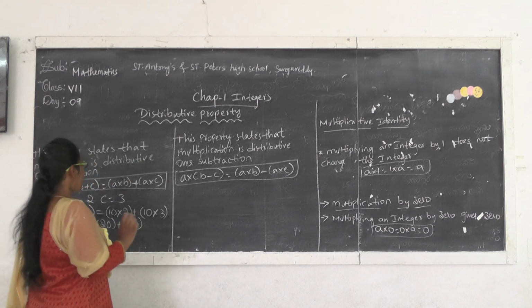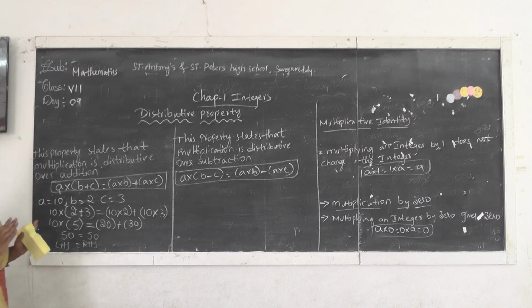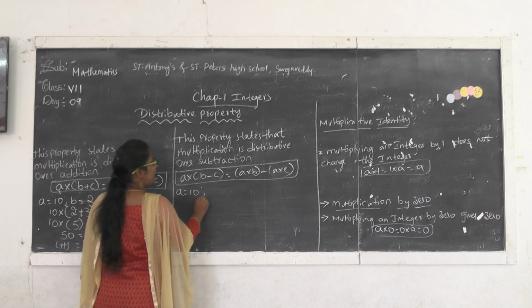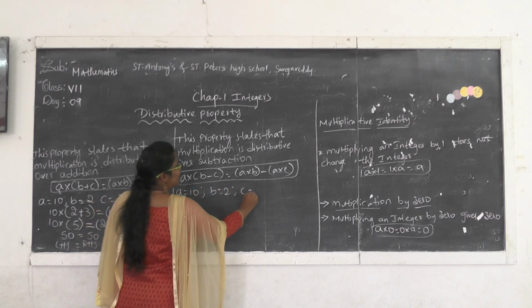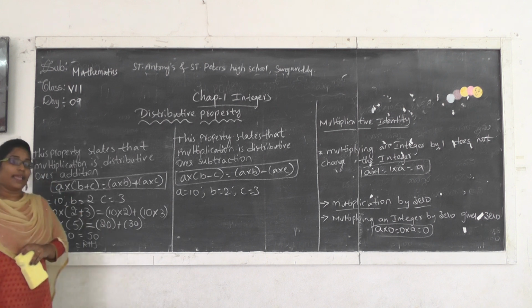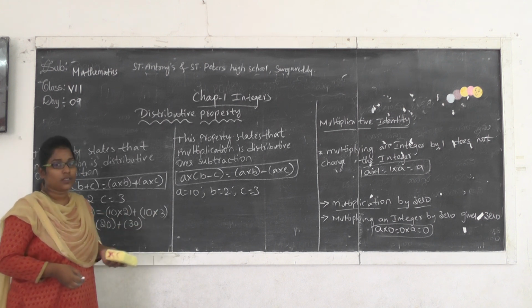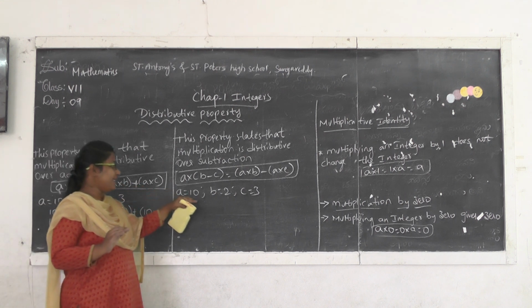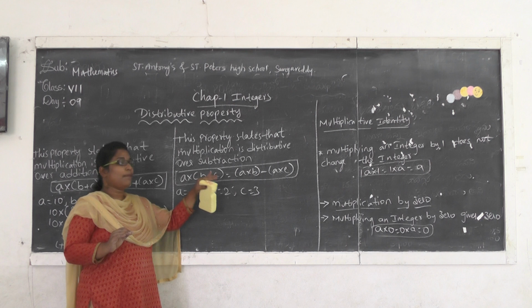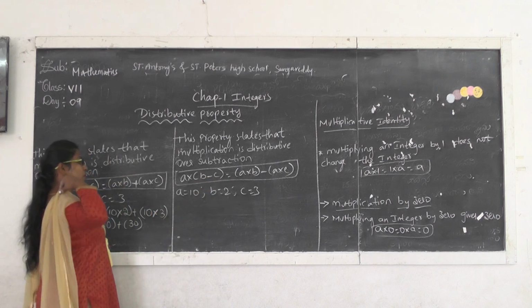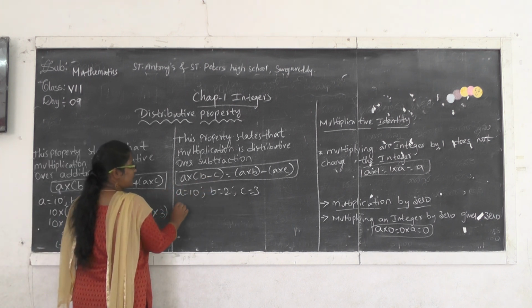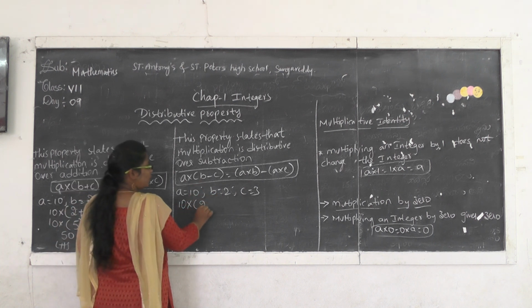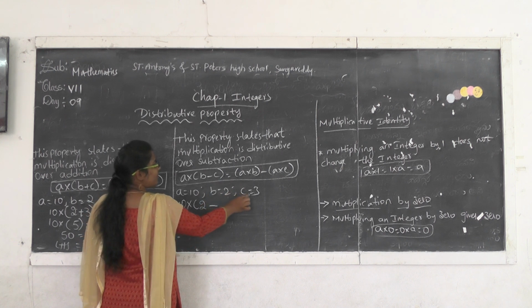Here also I am assuming the same numerical values to understand the concept. A equal to 10, B equal to 2 and C equal to 3. Now what we have to do is substitute 10 in the place of A, 2 in the place of B, and 3 in the place of C. Now A equal to 10, so 10 into, what is the value of B? 2. 2 minus, what is the value of C?